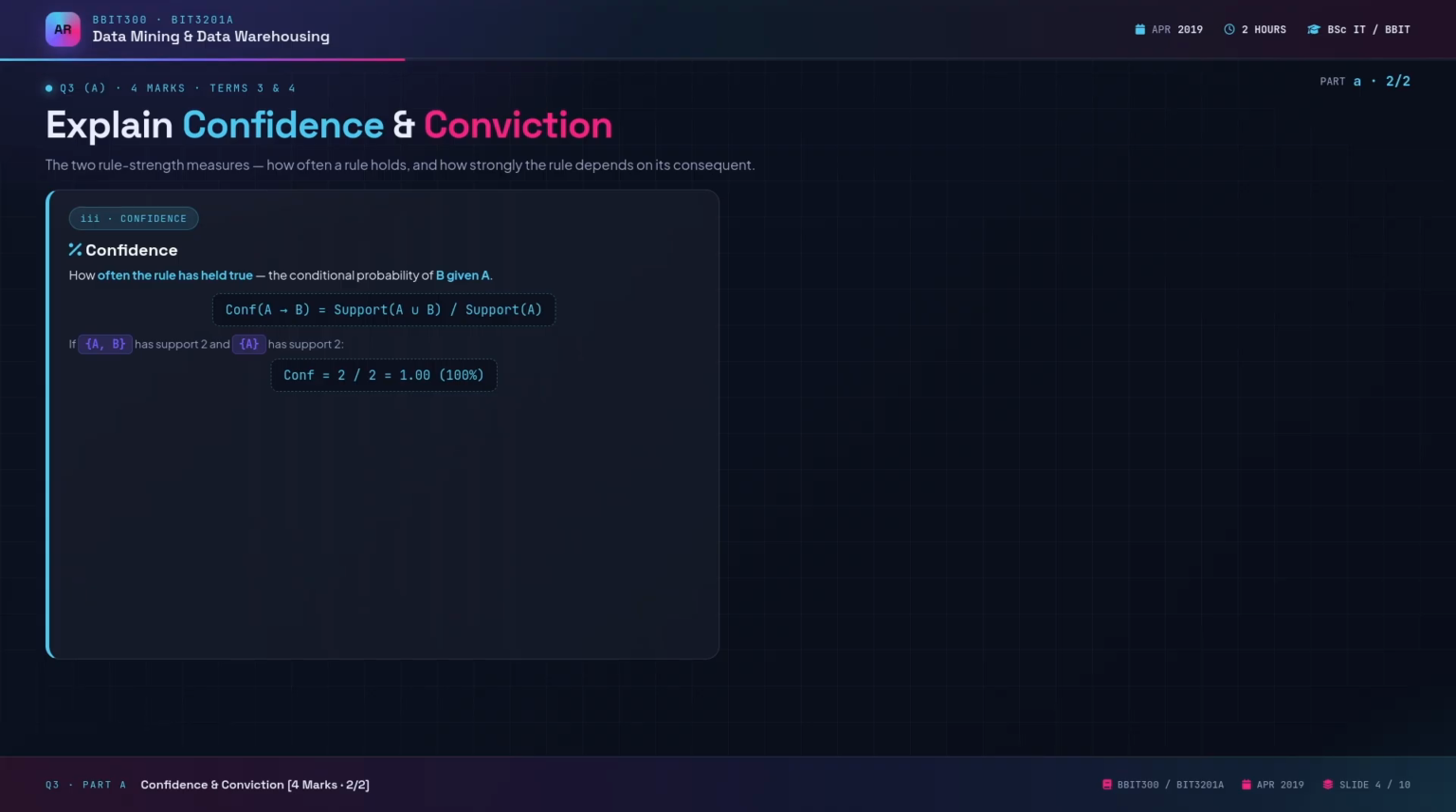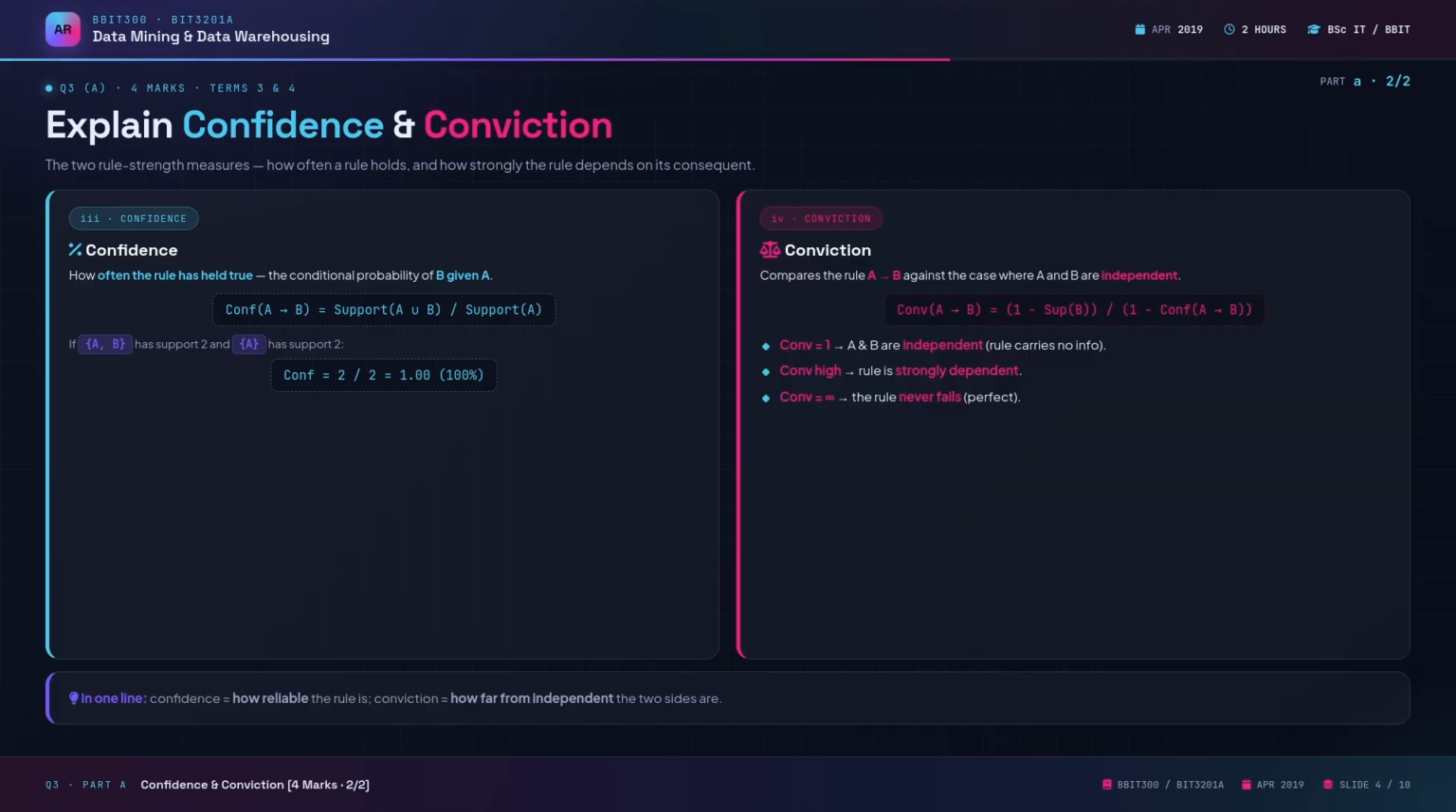Now conviction. Conviction is the trickiest of the 4, but it measures how much the rule depends on the consequent. It compares the rule A implies B against the case where A and B are completely independent. The formula is 1 minus support of B, divided by 1 minus confidence of the rule. A conviction of 1 means A and B are independent. The rule carries no information. A high conviction means the rule is strongly dependent. Break the rule and reality suffers. Conviction of infinity means the rule never fails.